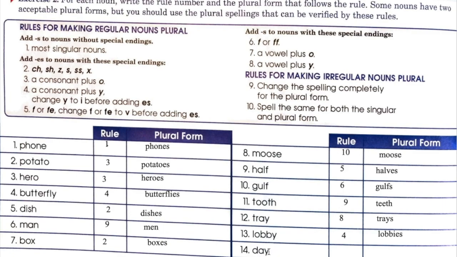Number 14 is day. Day ends with a Y, ends with a vowel plus a Y, because A is a vowel. Look for the rule that says a vowel plus Y. Rule number 8. Rule number 8 says we add an S. Days. And we're finished with that section.